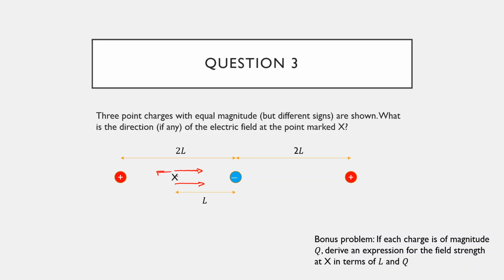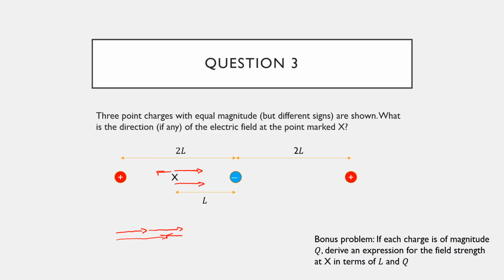Okay, smaller arrow than the other two because it's further away, the field is weaker. What do you get when you add these arrows together as vectors? Well, you've got one arrow pointing that way, plus another arrow pointing that way, minus the arrow pointing the other way. So overall, the arrow that you end up getting is like that.